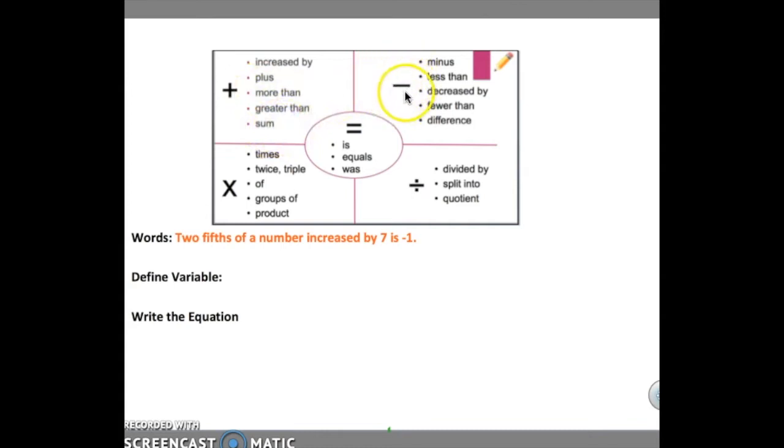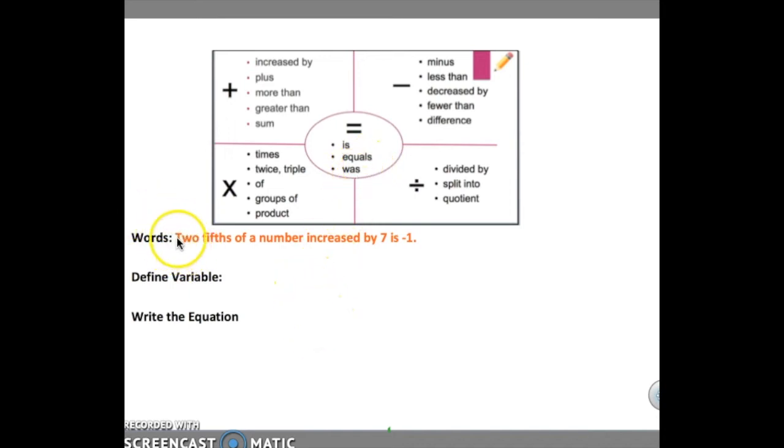Subtraction sign: minus, less than, decreased by, fewer than, difference. Multiplication sign: times, twice, triple, of, groups of, and product. Division: divided by, split into, quotient. And the last one, this equal sign, you're going to look for keywords such as is, equals, and was. So let's just get started.